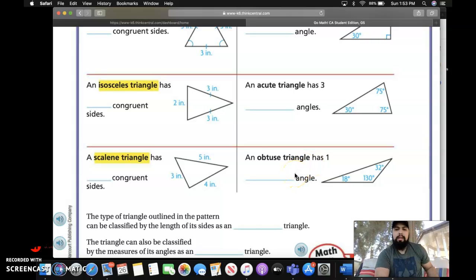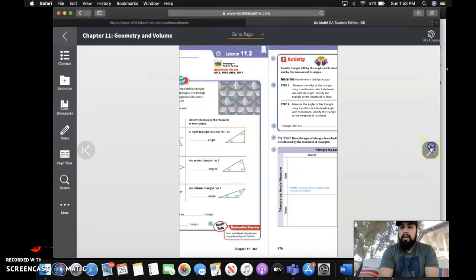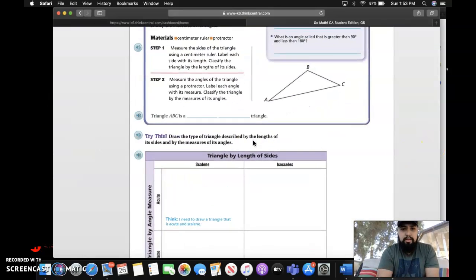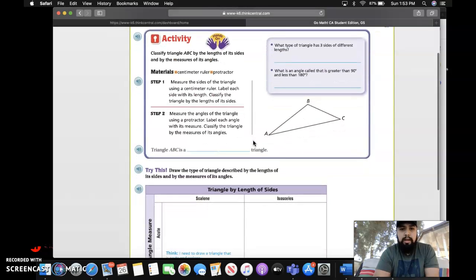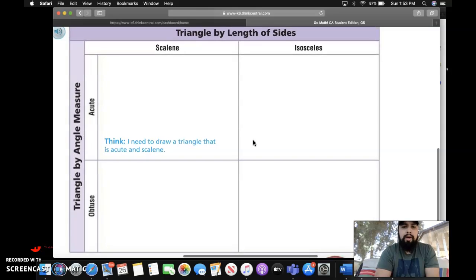We talked about that in class, that if it had 2 obtuse angles, it wouldn't be able to connect. We would have to draw a 4th line segment, and that wouldn't make it a triangle anymore. That would make it a polygon. Okay, and if we look over on the next side, that's the activity. But let's look right here: triangle by length of sides and triangle by angle measure.